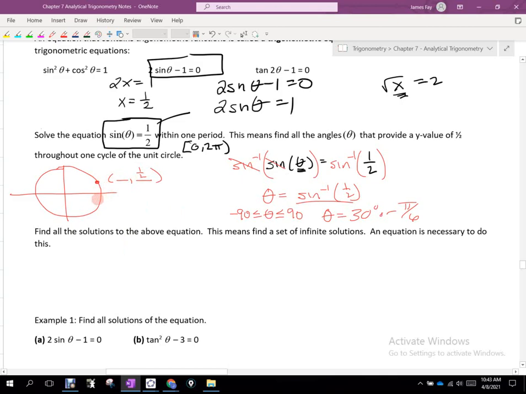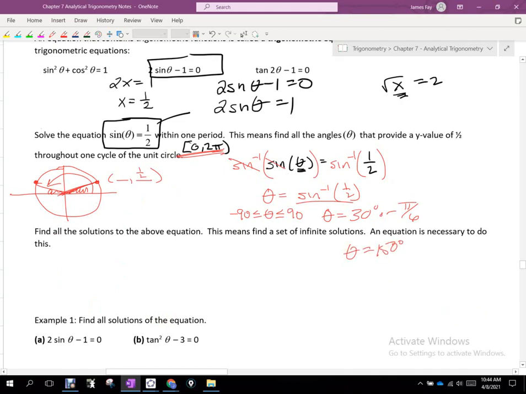Is there anywhere else that the y value ends up being 1/2 on the unit circle going in one period from 0 to 2 pi? Is there anywhere else that I get a y value of 1/2? Quadrant 2 right there, correct? And if this was 30 degrees right there, how big is that angle? 30 degrees. So what is then, from standard position, that angle there? 150, okay? So theta could also be 150 degrees.